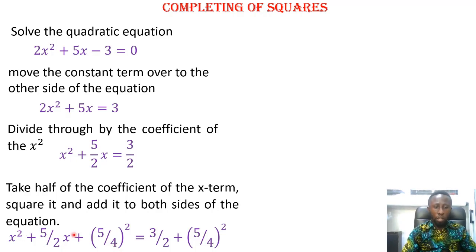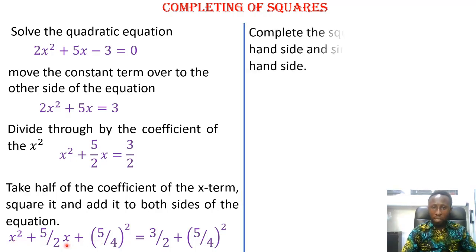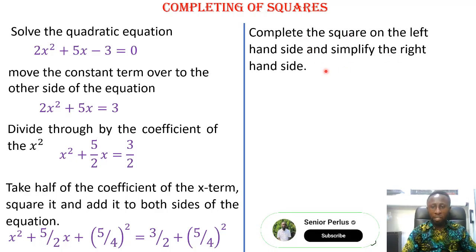If you simplify this, you will get this back. So this is what we are saying: complete the square on the left hand side and simplify the right hand side.